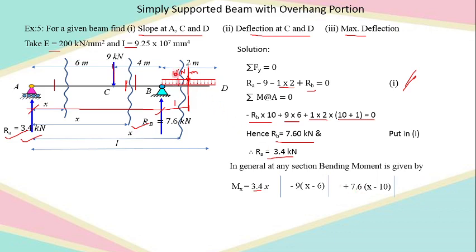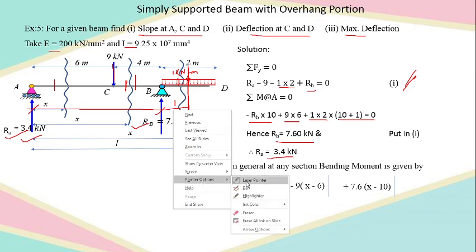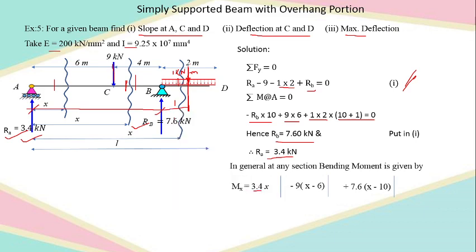So what is the UDL? Intensity 1. For how much length is it acting? It is acting on this much distance, which will be x minus 10. Can you see here? The total is x, and from this to this is 10, so this will be x minus 10. So 1 into x minus 10 whole square by 2 will be the moment of this UDL.